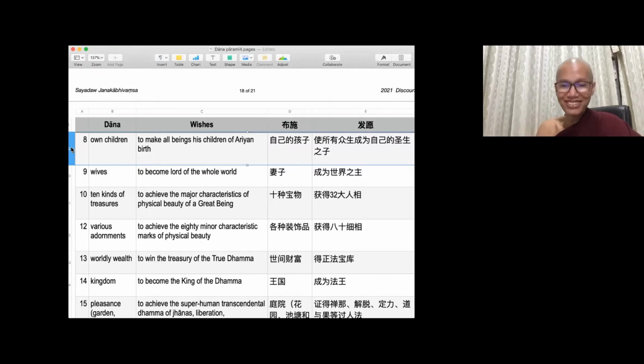Next one, you may want to donate your wife. Wife's donation. Such a wife's donation is not because of wishing to relinquish.